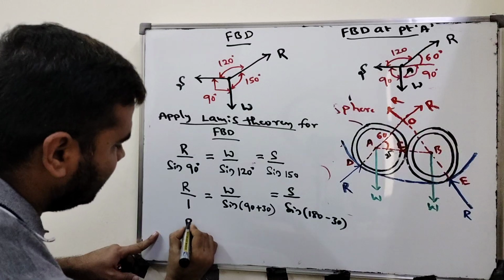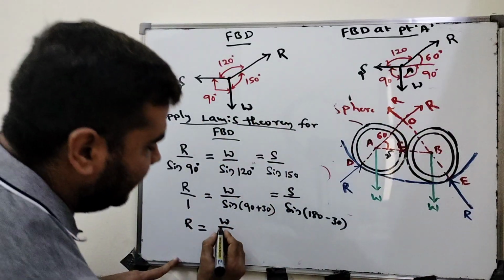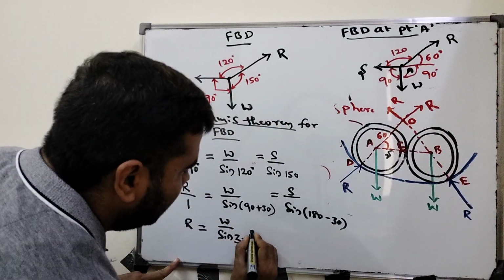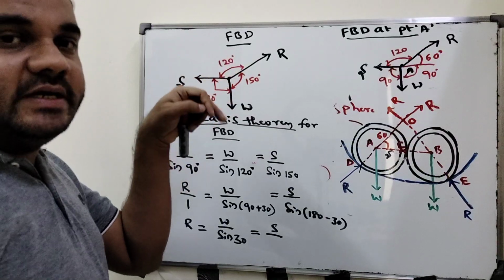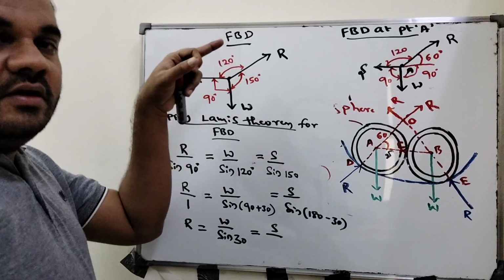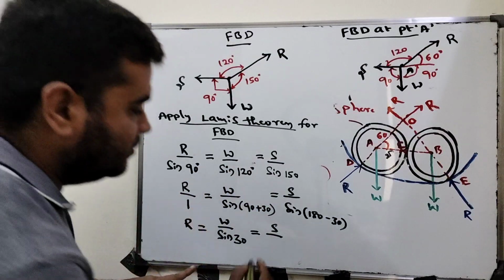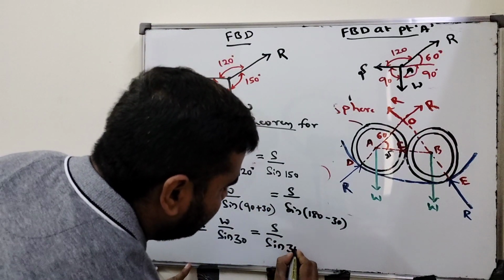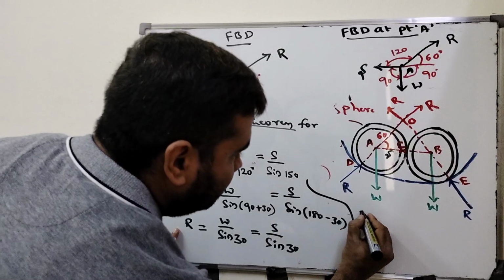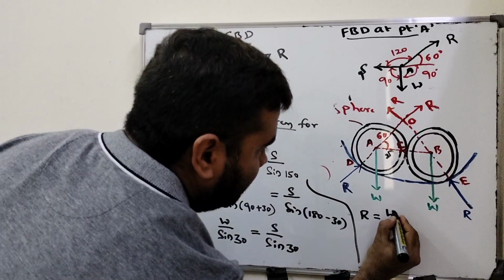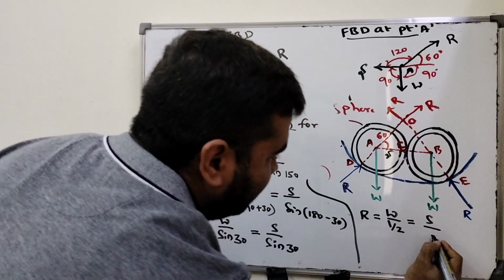Now again simplify. R equal to W divided by sine of 90 plus 30, which is sine 30. Sine of 30 equal to S divided by sine of 180 minus 30, which is sine of 30. It is in the second quadrant, where sine and cosec are positive, therefore it will be sine of 30. Now again go for the next simplification. R equal to W divided by sine 30, which is half, equal to S divided by sine 30, which is half.